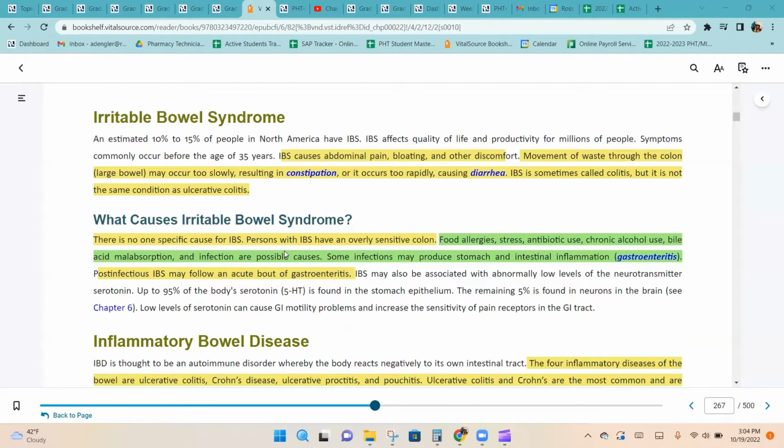There's no one specific cause for IBS. Persons with IBS have an overly sensitive colon. Food allergy, stress, antibiotic use, chronic alcohol use, bile acid malabsorption, and infection are possible causes. Some infections may produce stomach and intestinal inflammation like gastroenteritis. Post-infectious IBS may follow an acute bout of gastroenteritis.